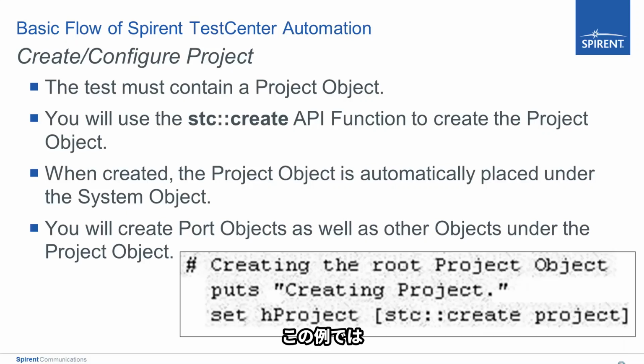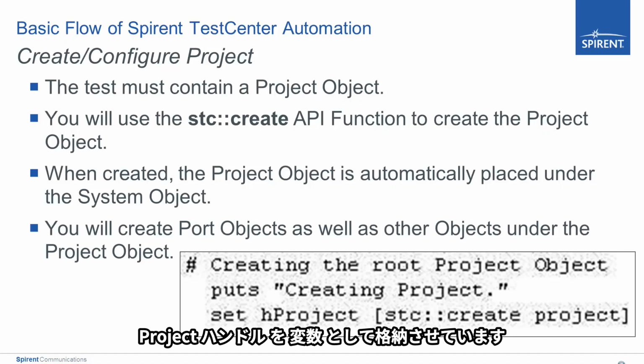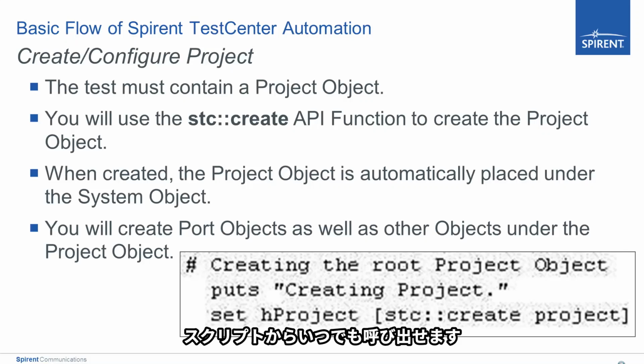We're using a puts statement just to say, hey, we're going to do this, or you may want to put the puts statement after the function is performed, but then you'll see we perform a set hProject and then square brackets, which is command substitution, which means that the stc::create project will be processed first, and then the handle or the return value will be placed into the variable called hProject. Now we have the handle of the project that we will use later on within the script.